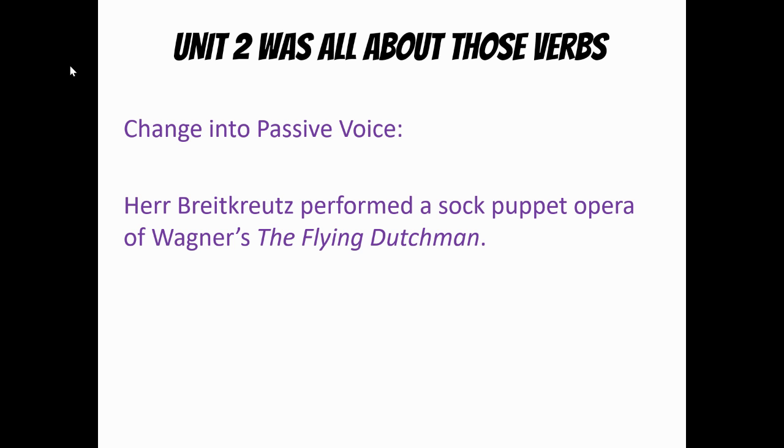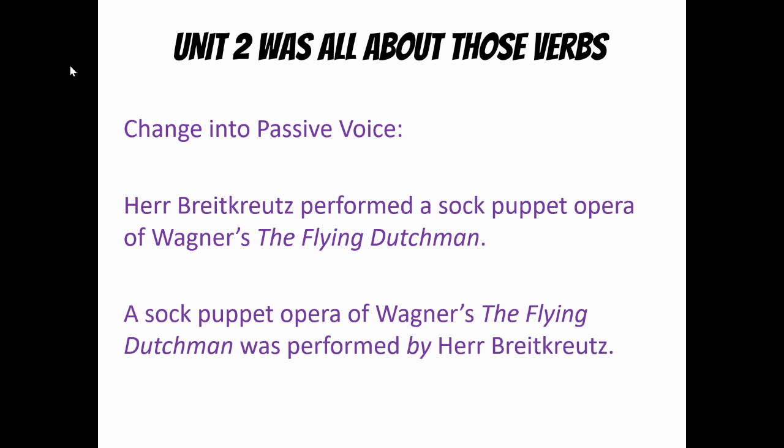I'm going to take that word performed, and passive voice is always one verb longer. So I'm going to change performed into was performed, or were performed, one of those two. When I switch this over, then it turns into "A sock puppet opera of Wagner's The Flying Dutchman was performed by Herbe." Bring up my little pointer for you.